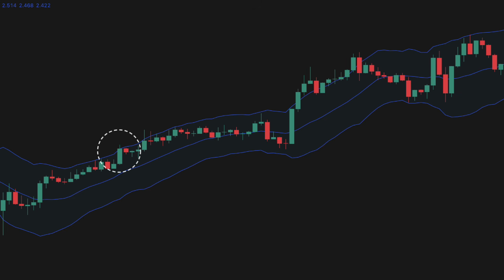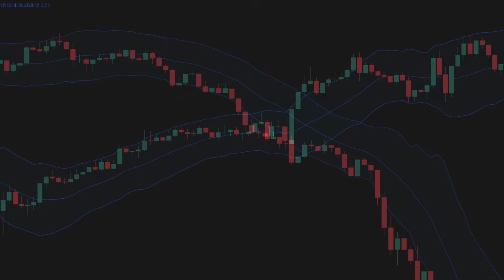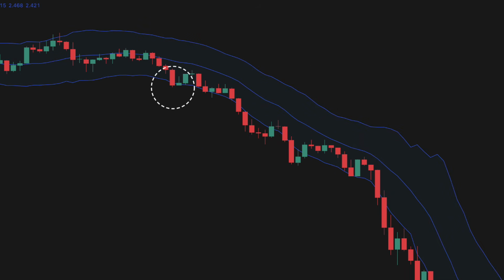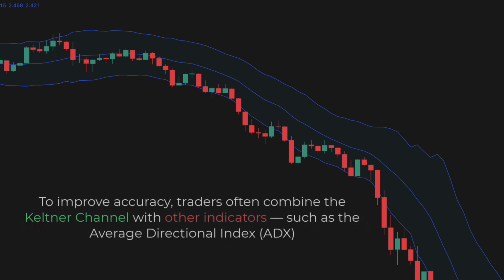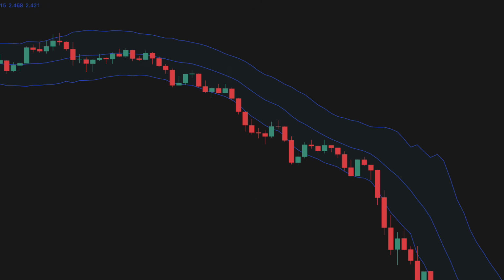When the closing price moves above the upper band, it suggests a possible upward breakout, and we look for a long entry. When the closing price moves below the lower band, it suggests a possible downward breakout, and we look for a short entry. To improve accuracy, traders often combine the Keltner channel with other indicators, such as the Average Directional Index, ADX, to confirm the strength of a trend before entering a trade.